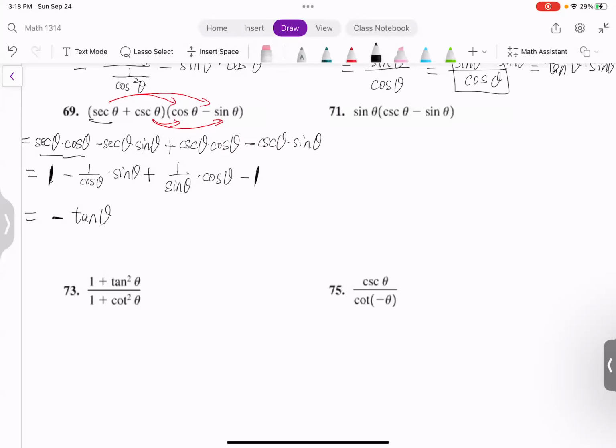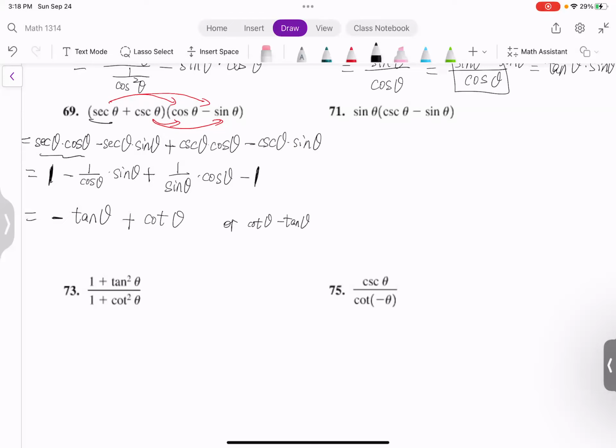And how about 1 over sine theta times cosine theta? That's cotangent. Okay, plus cotangent theta. This is the solution. You can also swap the two positions. You say cotangent theta minus tangent theta. Okay, let's see next one.